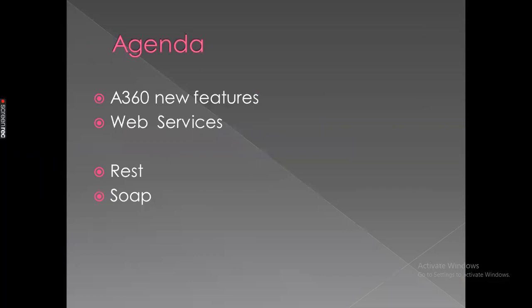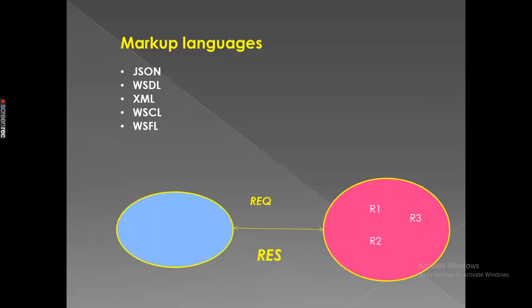We can communicate between two different applications in the form of request and response, mainly. Web services are XML or JSON based information exchange systems that use the internet for direct application to application interaction. So that means you can communicate between two different applications with the help of REST web services. To communicate between two different applications, we need a markup language.